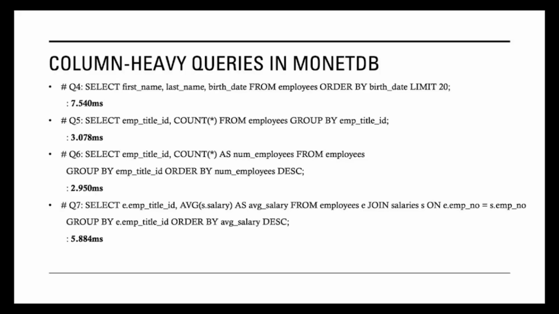But for our column-heavy queries in MonetDB, we see they are much quicker than MySQL, with Q4 being about 7.5 milliseconds, Q5 being about 3 milliseconds, Q6 also being about 3 milliseconds, and then query 7 dropping down to about 6 milliseconds from the 285 we saw with MySQL. So this is a great improvement for the column-heavy ones. It's exactly what we would have expected.